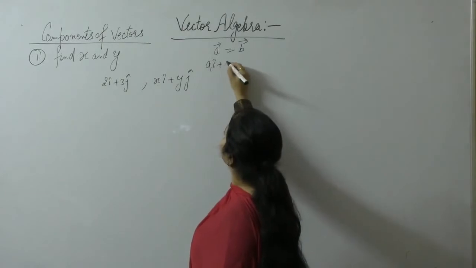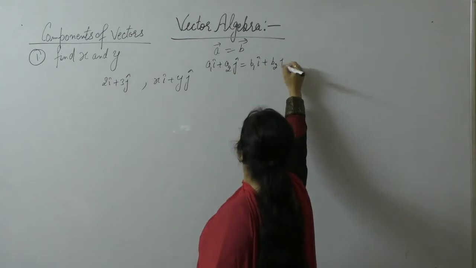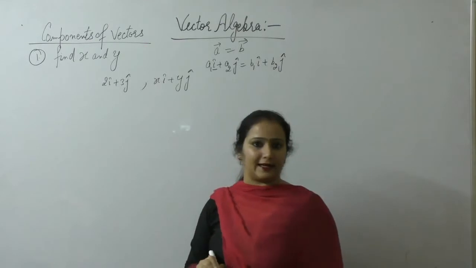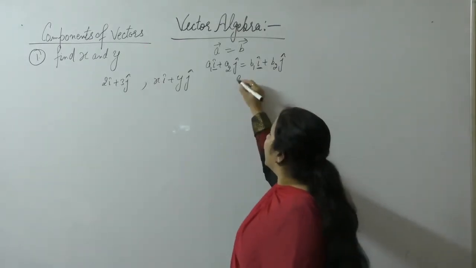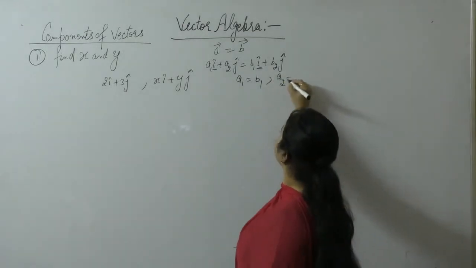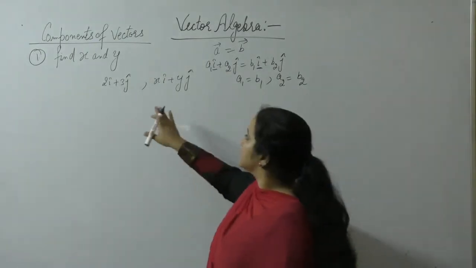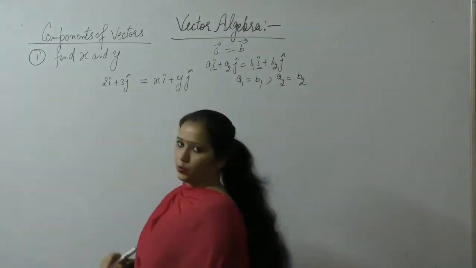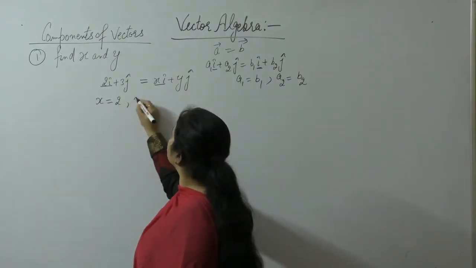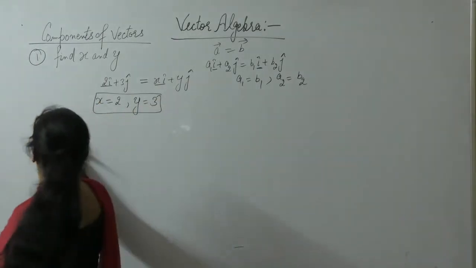components are a1i plus a2j cap, b1i cap plus b2j cap. Since these vectors are equal, therefore the I component of vector A should be equal to the I component of vector B. Similarly, the J component of vector A is equal to the J component of vector B. Since these two vectors are equal, therefore I component: x is equal to 2, J component: y is equal to 3.